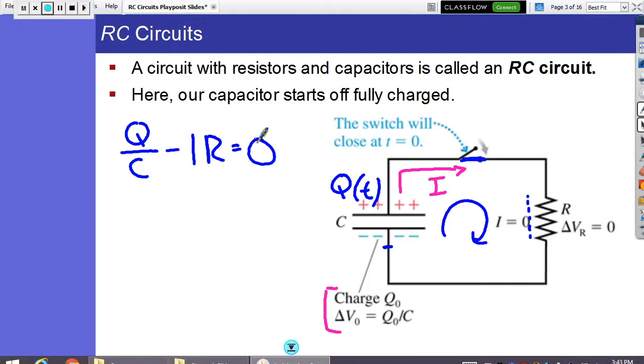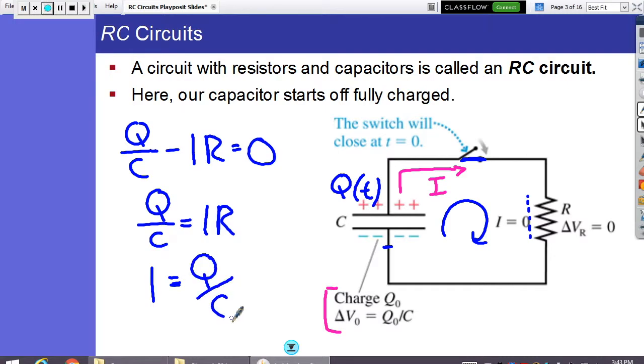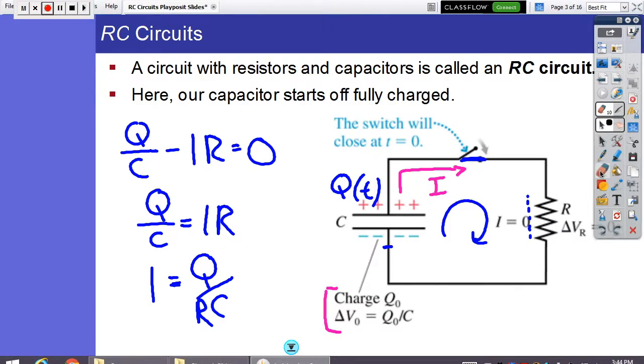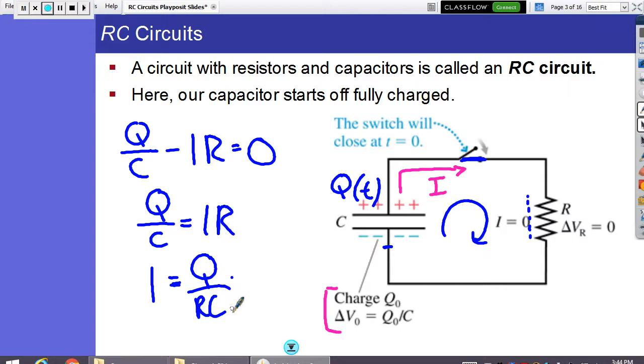Okay. So I'm going to mess around with this a little bit, and I'm going to write it this way instead. Q over C equals IR, or I equals Q over RC. So there's that little RC. So I equals Q over RC. Let me just clean that up so it looks a little bit nicer. Q over RC. Great. So I equals Q over RC. Well, how does that help us?